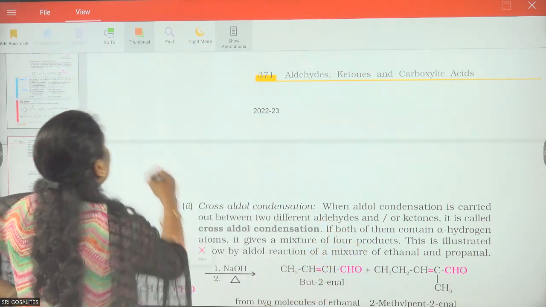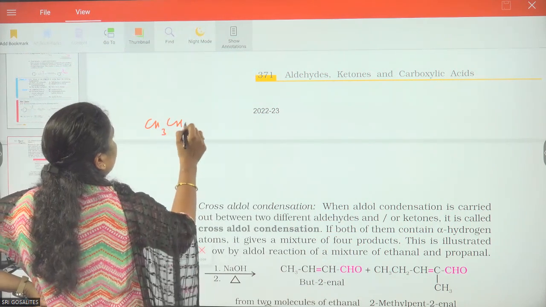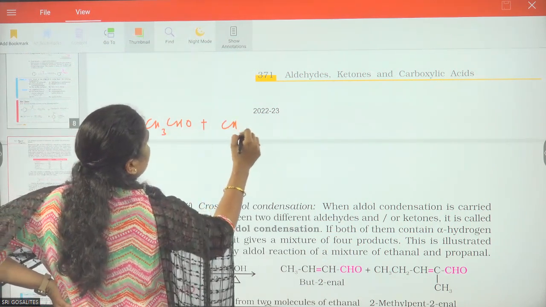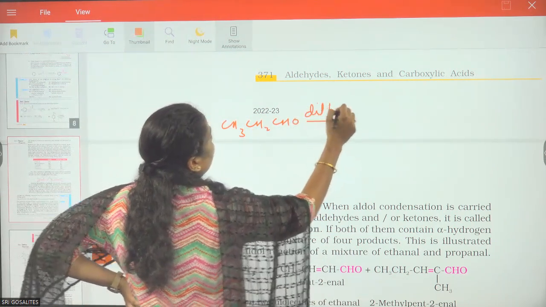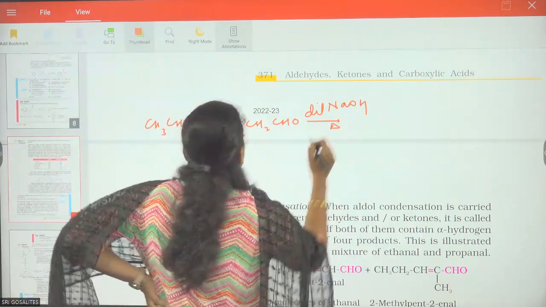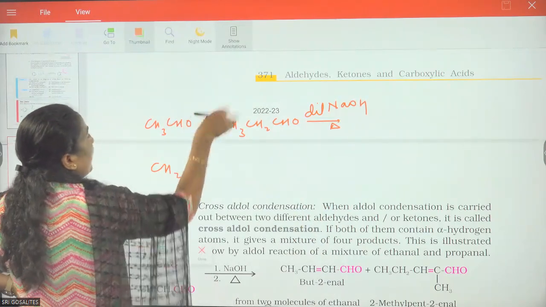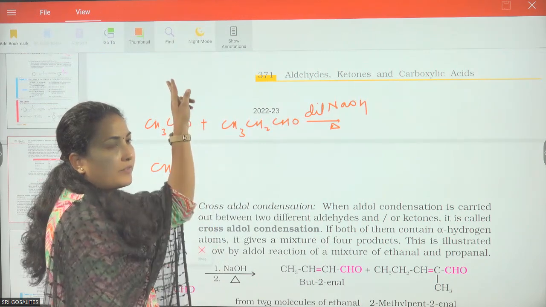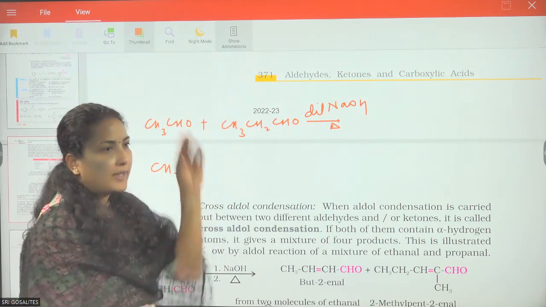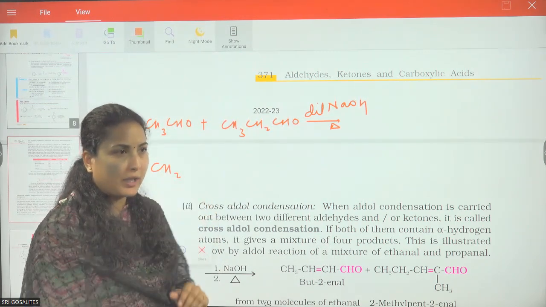Okay. So if at all you are having something like CH3CHO and CH3CH2CHO, and on the arrow it is dilute NaOH, heating. So all you can do is, two products will be of the self-aldol, right? One product of self-aldol from here, one product from here. Self-aldol means you are removing a water molecule from that itself.